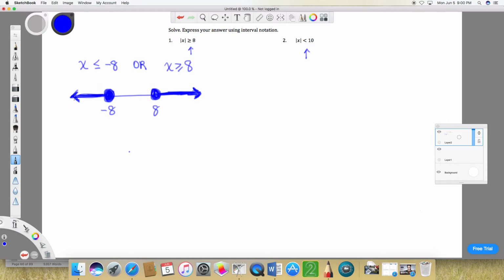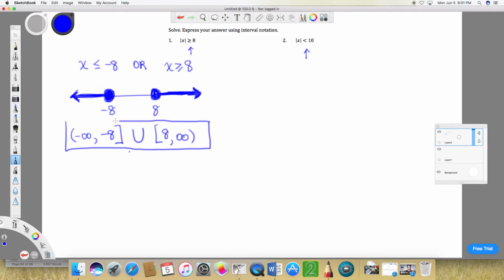To write this in interval notation, the left arrow is shaded, so we have -infinity. There's never a bracket around -infinity; it's always a parenthesis. But here at -8, we're including that number, so we have a bracket. We use a union symbol in mathematics for the word or. So our solution set is: x is going to be either in this set or in this other set that is from 8 out to +infinity. So here's our answer for problem number one.